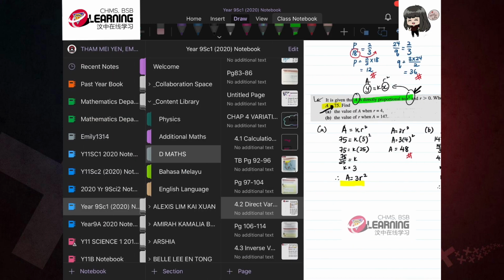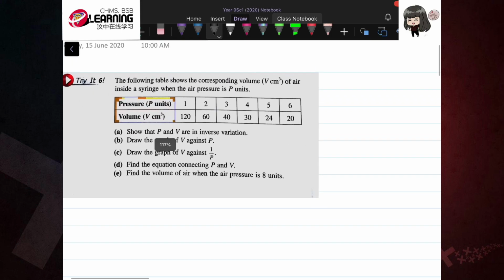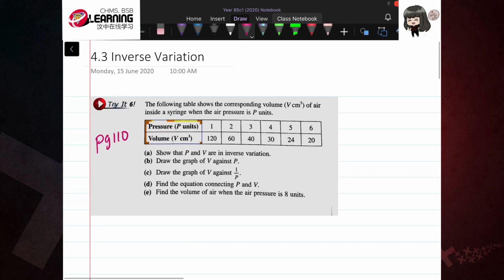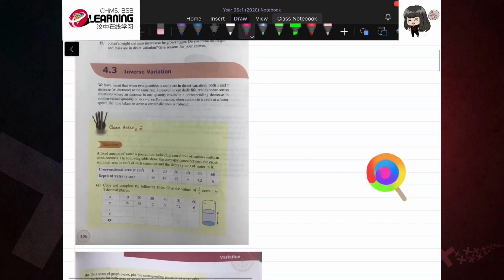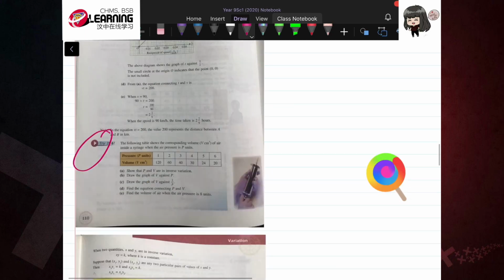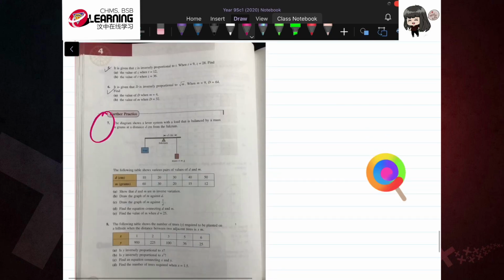Now let's proceed to 4.3, which is inverse variation. Please write down the date and the title, and please copy the question as well. Try it 6 is on page 110. Before we go to try it 6, I'll let you know what we are going to do today: try it 6 on page 110, and also exercise 4.3, questions 1, 2, and 3, and question number 7 as your homework.